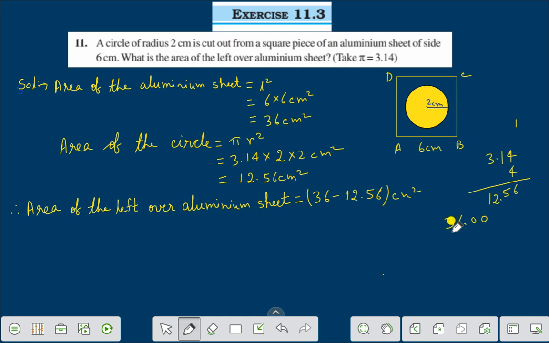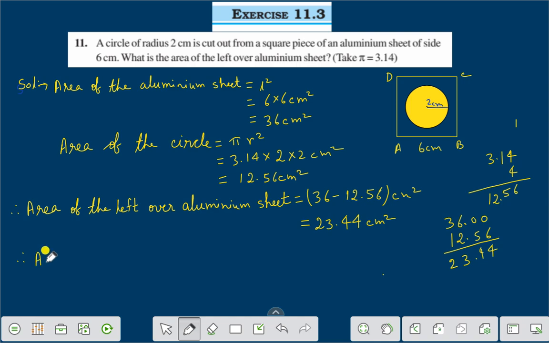Now if you subtract this, 36.00 minus 12.56: 6 plus 4 is 10, 5 plus 6 plus 1 is 12, and so on. We are getting 23.44 centimeter square, right? Therefore, you can say that the area of the aluminum sheet left is 23.44 centimeter square.